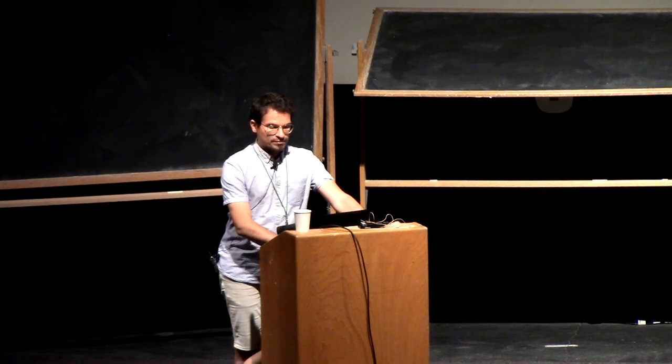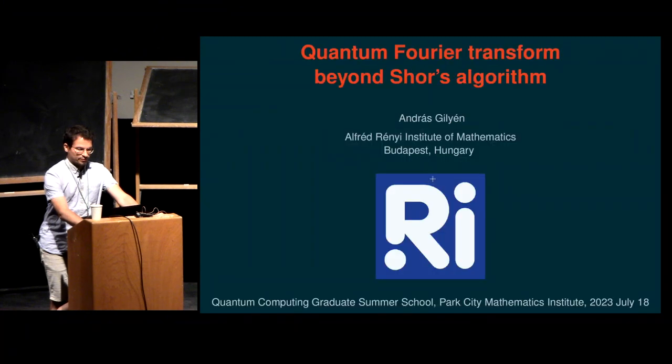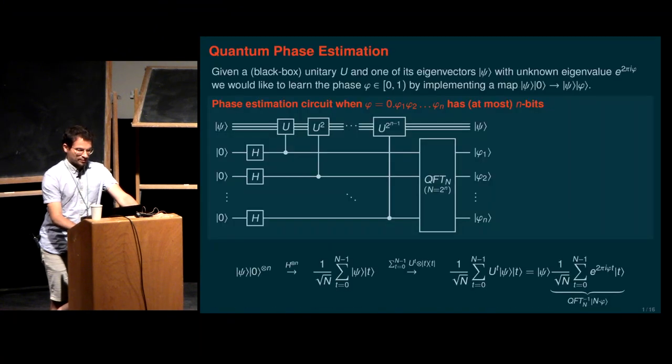Well, I don't know which is the Fourier domain. It is the beginning of the story. So here you are. In this picture, we have the Hadamards. But instead of the Hadamards, you prepare these shifted Gaussian amplitudes. That's what you have here. No longer this uniform superposition, but the new amplitudes. Then you apply your unitaries.